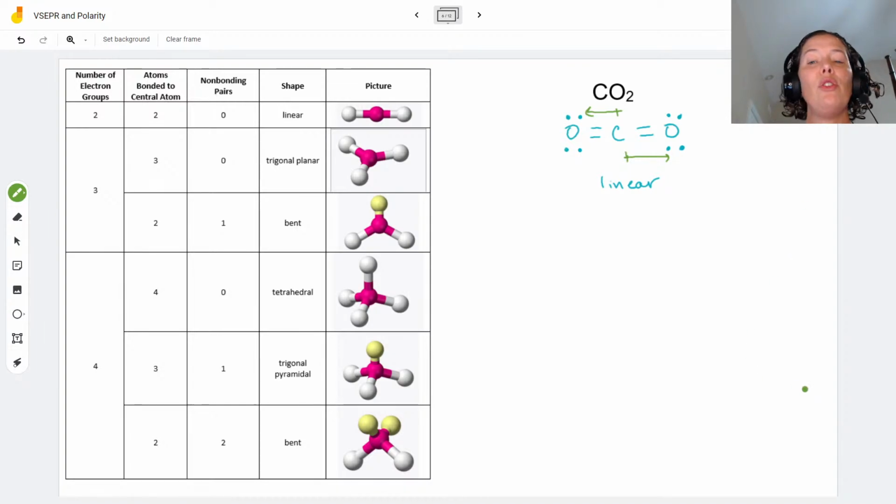Now again, if you are carbon and you have friends of equal strength pulling out, are you going to move? Well, in this case, no, you are not going to move, because again, you have friends of equal strength. So this is another example of a molecule with polar bonds, but overall it is nonpolar.